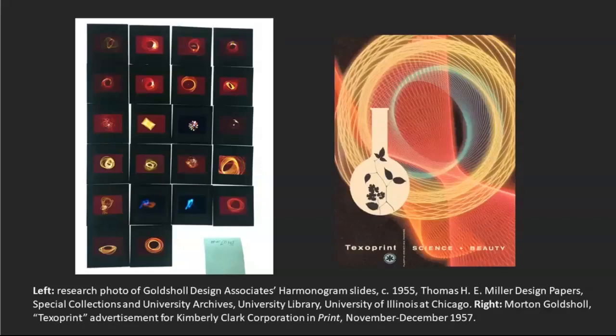So on the right is an ad that the Goldsholl Studio produced in 1957. It was for a kind of paper that Kimberly-Clark was producing called Texoprint. And they used the harmonogram forms, as you see in the background, these kind of lights or luminous strands of light that emanate in the background, kind of represent this merging of art, of science, and kind of convey the forward-looking thinking of the product. And it also just is a beautiful and super eye-catching ad that would have appeared in print magazine in 1957.